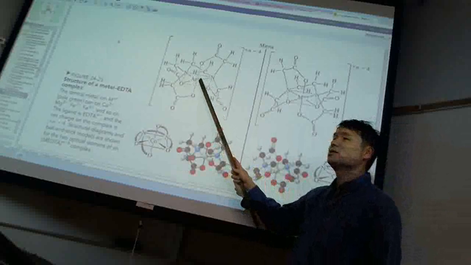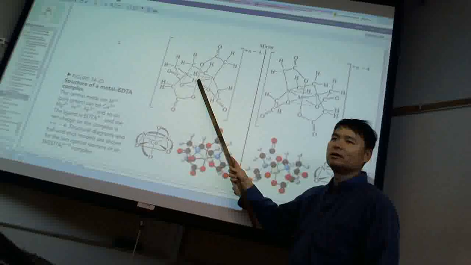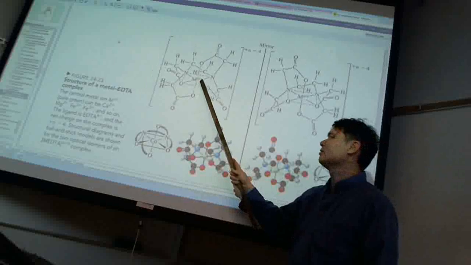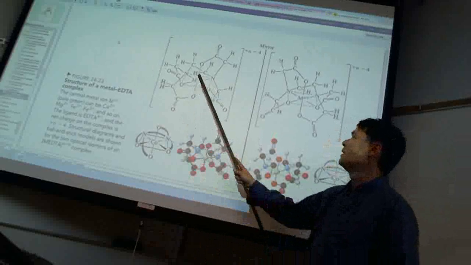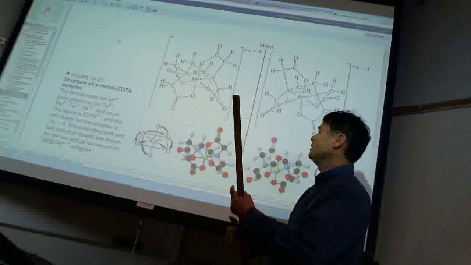Some more strongly, some weakly. Like sodium ions aren't very strongly bound here. And so sodium ions can be broken off quite easily, but you throw in a magnesium in there or cobalt in there, it's not coming out. It's going to be caged in there.